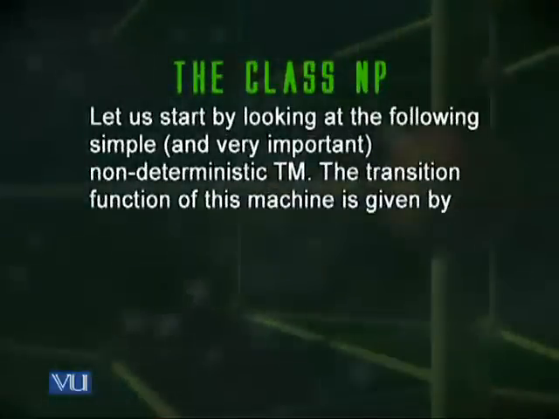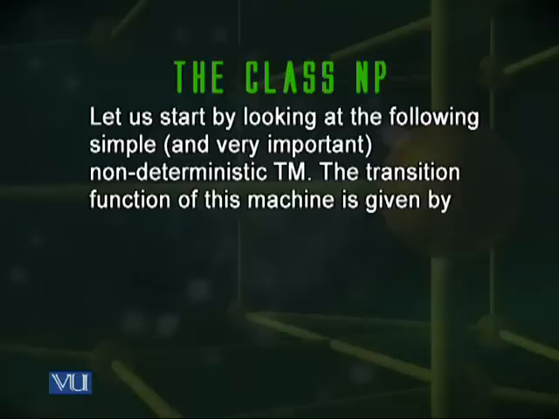Well, I told you about the class P and I gave you a formal definition of what this class was. But I said that in order for you to really get a feel for what this class was, you should look at some examples. And we saw two very concrete examples, path and relatively prime. So in order to understand this class NP, we should also look at some examples. But before doing that, let's look at what non-determinism is very carefully. Let's start by looking at a very simple and important non-deterministic Turing machine.